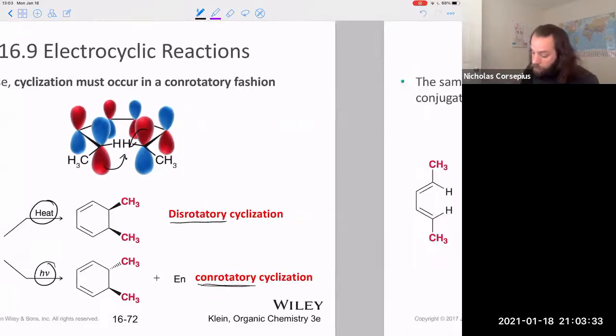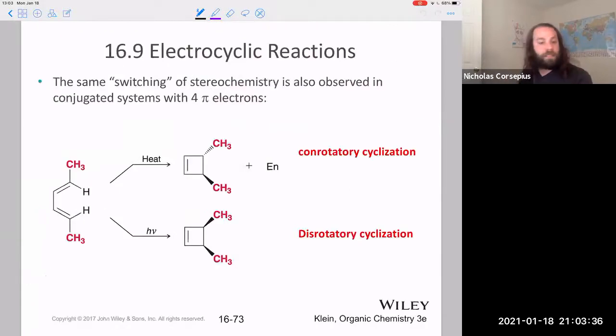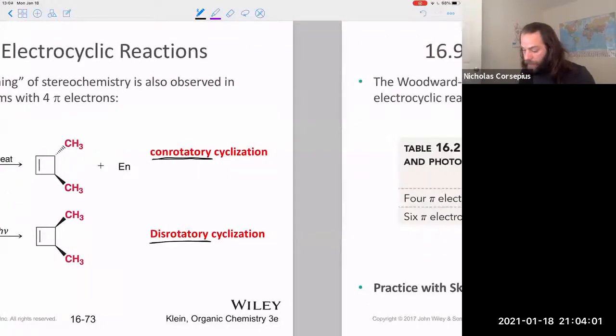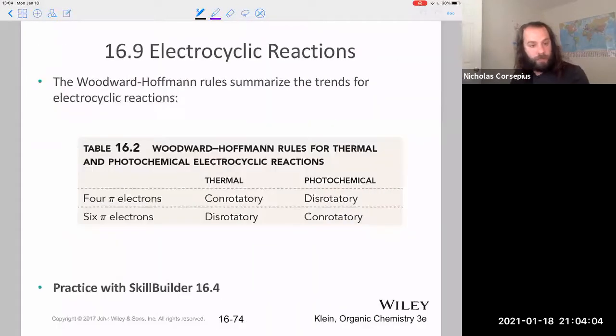Okay, so now when we go to the 4 electron situation, we see the same thing because the absorption of light will excite it to that LUMO. Now that switches the phase of those outermost p orbitals. And so whereas with heat, we had the conrotatory cyclization, with light, now we have the disrotatory cyclization. Okay, so this is this complicated molecular orbital explanation here. You can sort of sum it up here. 4 electrons under thermal conditions would be conrotatory.